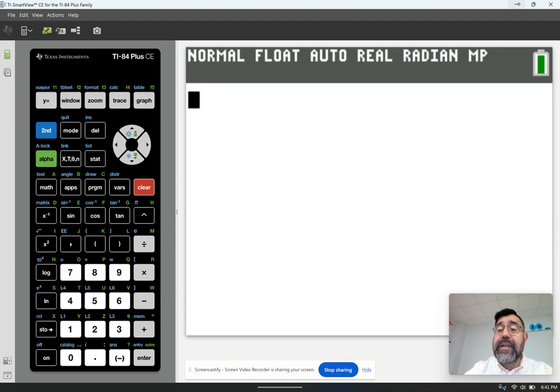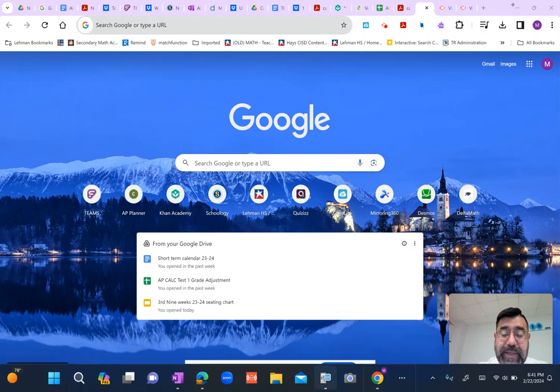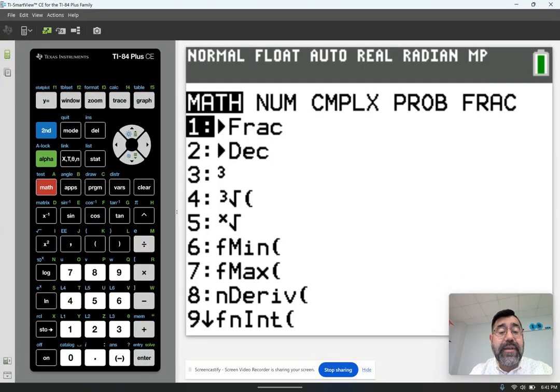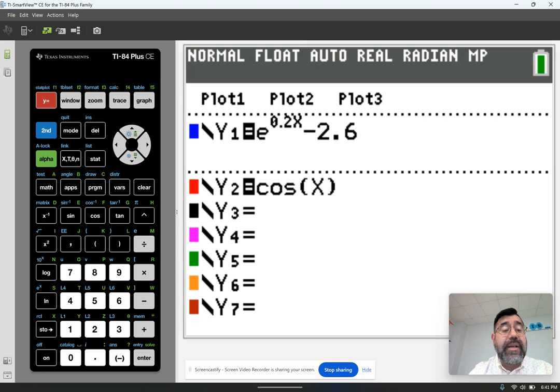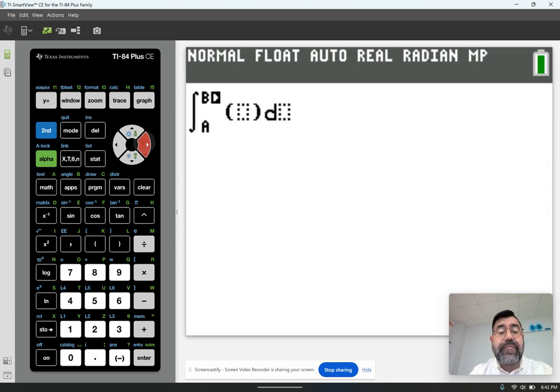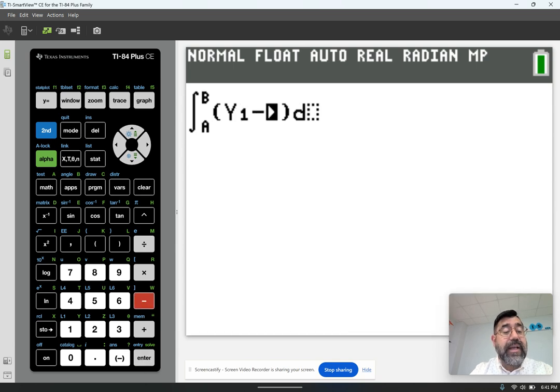Let's start setting up our integral, remembering that f of x, the exponential, is going to be the first one minus the cosine, which is the second one. So when I come to my calculator, I'm going to say, hey, calculator, find math 9 from alpha A value to alpha B value of, oh, I had already saved my equations over here, right? So therefore, I can just say alpha trace y1 minus alpha trace y2 dx. This is going to find the first shaded region.